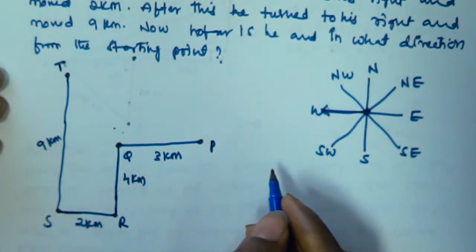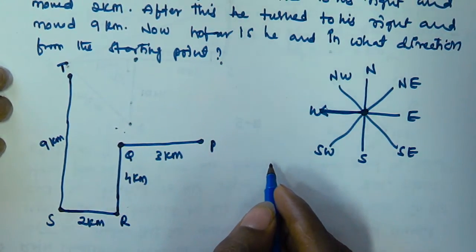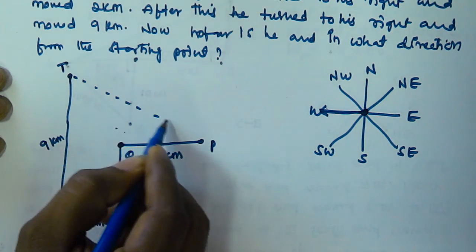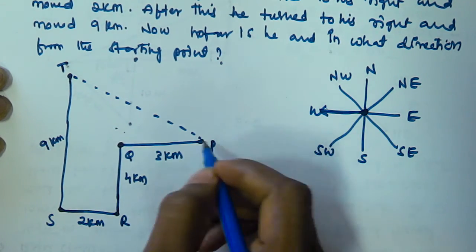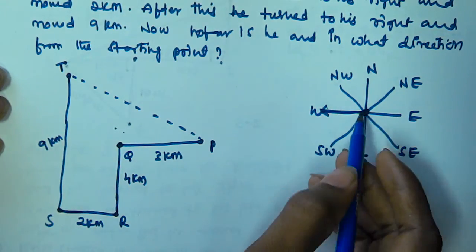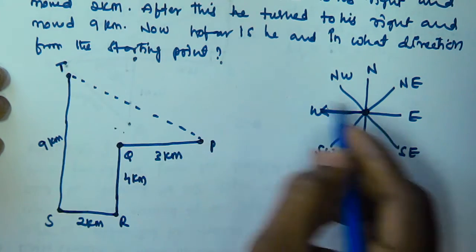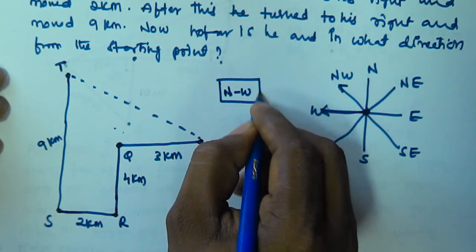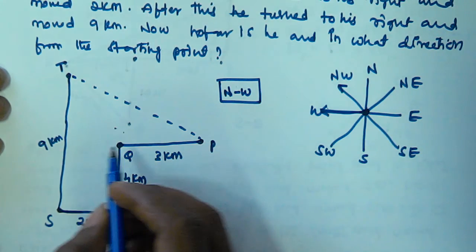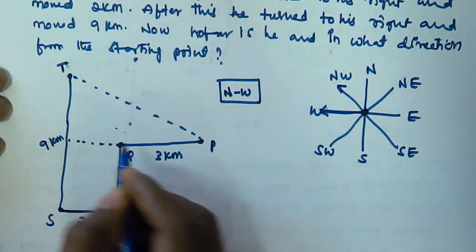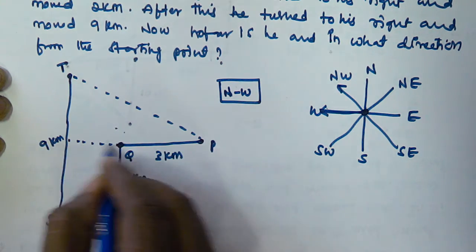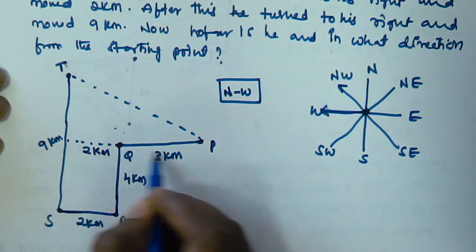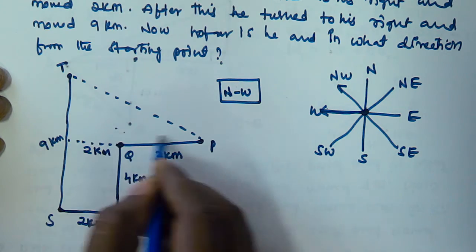Now we have to find the distance from the starting point, and in which direction. If you see the direction, he is in the northwest. This is the starting point and he is moving in this direction, so he is in the direction of the northwest. Now we have to find the distance he traveled, so for that we have to find this distance. This is 2 kilometers, so this distance is also going to be 2 kilometers, right? If this one is 2 kilometers and this is 3 kilometers, what is the total distance?